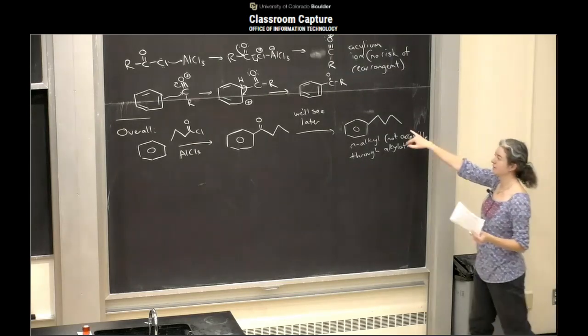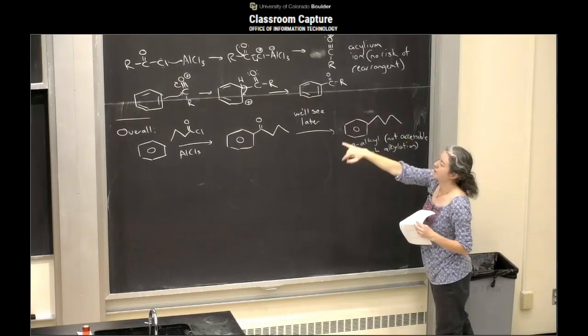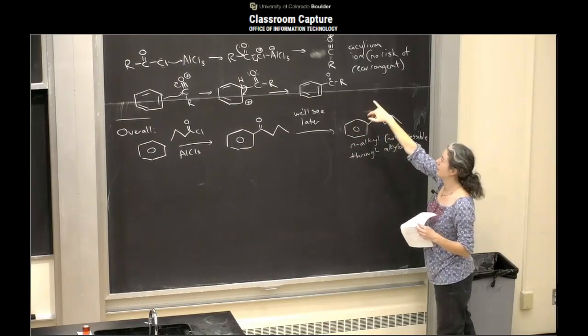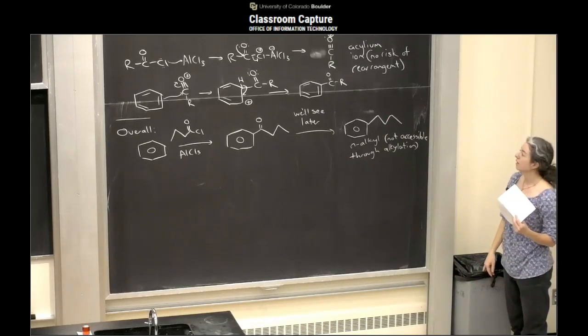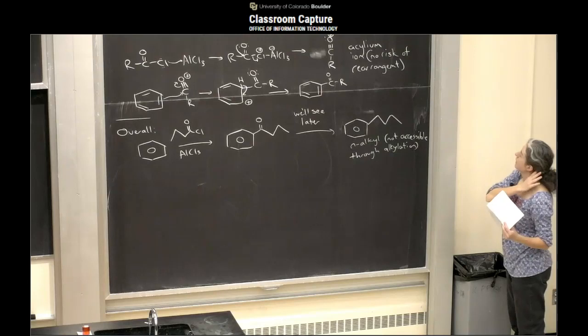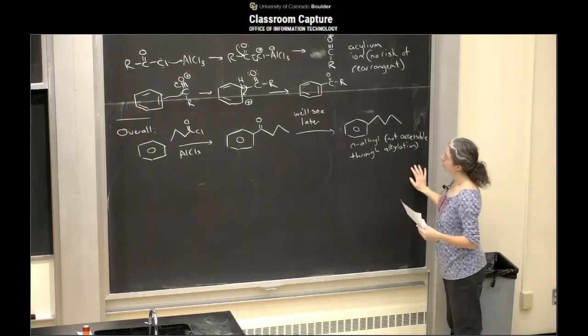Also, it turns out you don't need such harsh conditions because you're not making such a high energy electrophile. You're not doing a full-on carbocation. You're just making this acylium. So it's relatively easy to do. And actually, the reaction you're going to do in lab next week involves making an acylium ion.